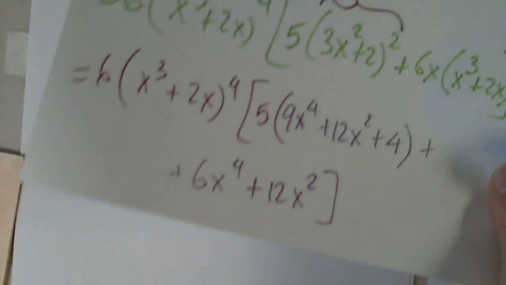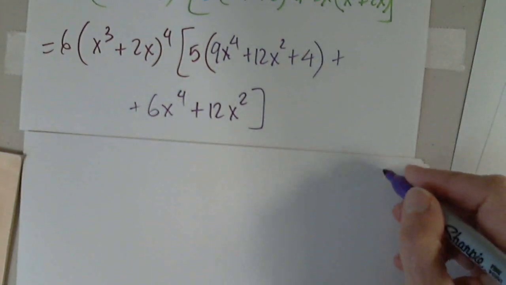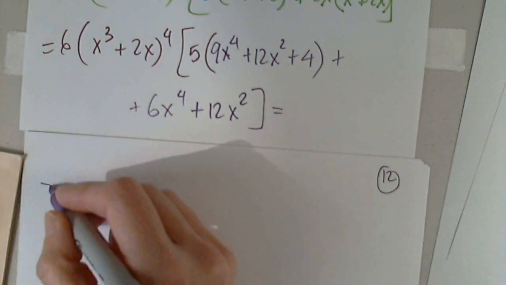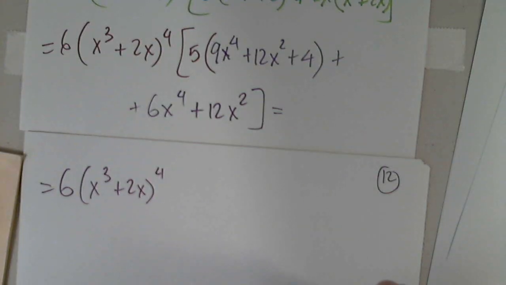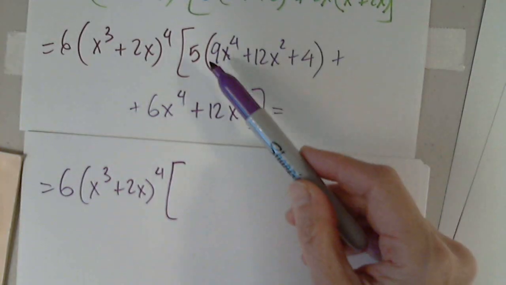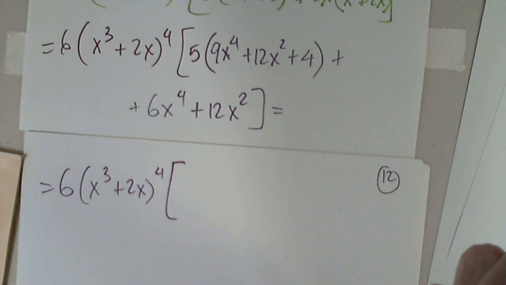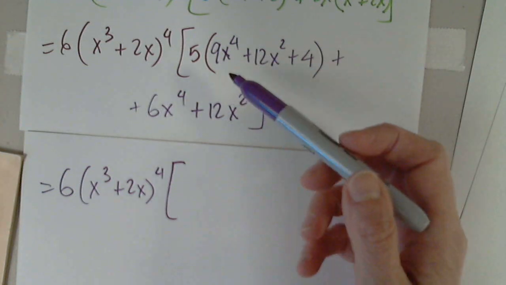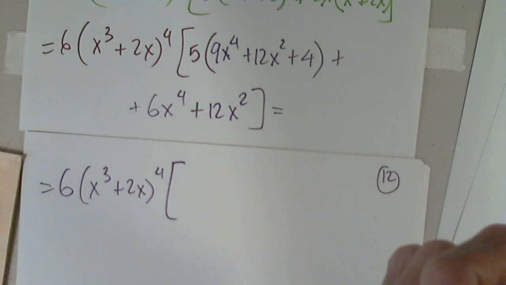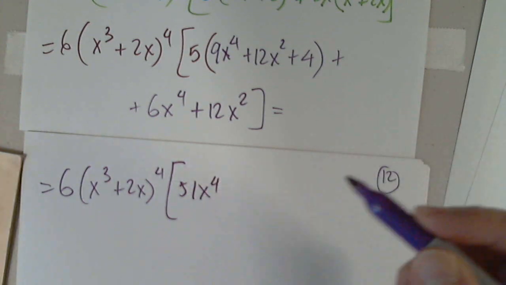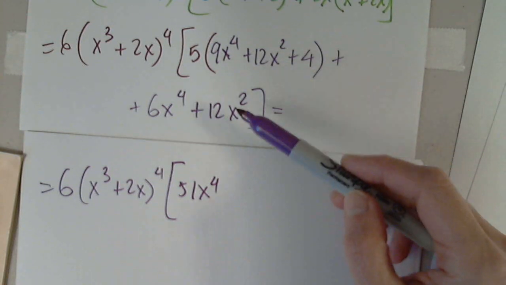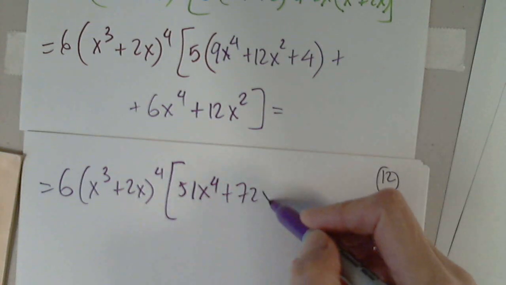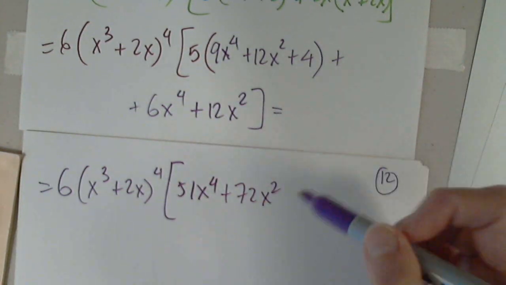Okay, now combine like terms. Keep those outside. And let's see what we get. 45x to the 4th plus 6x to the 4th is 51x to the 4th. 5 times 12 is 60. 60x squared plus 12x squared is 72x squared. And 5 times 4 is 20.